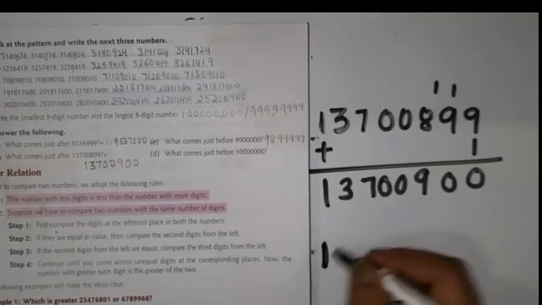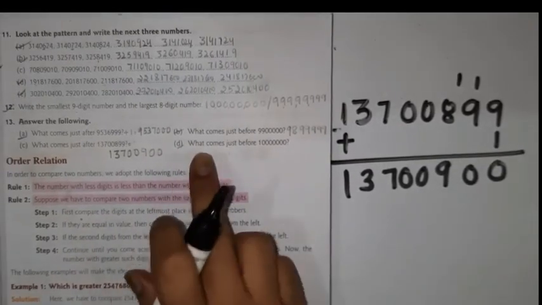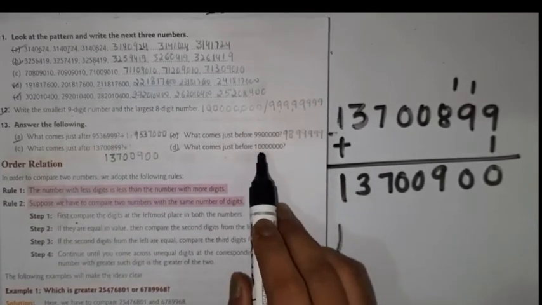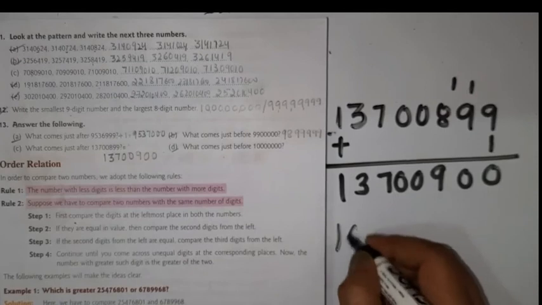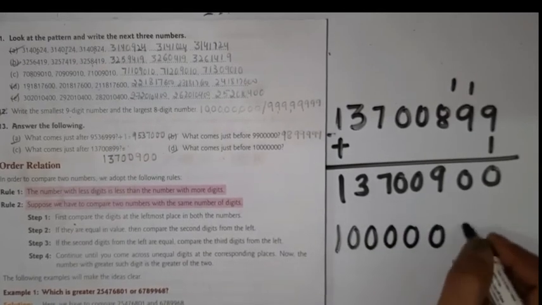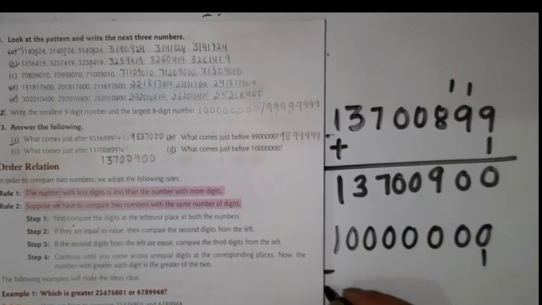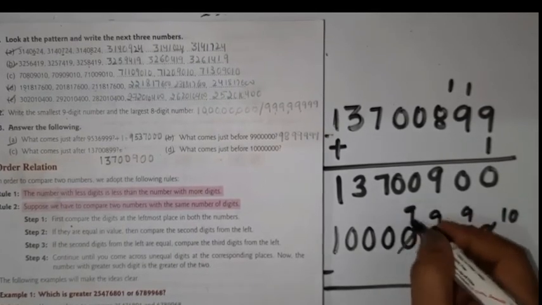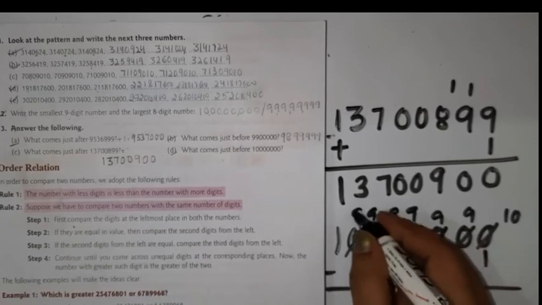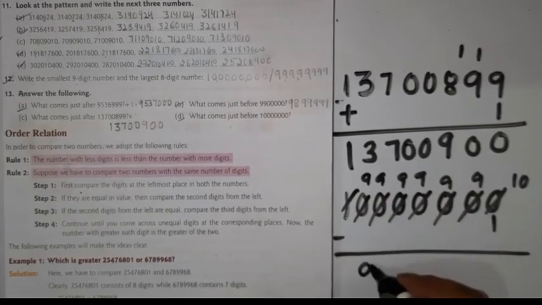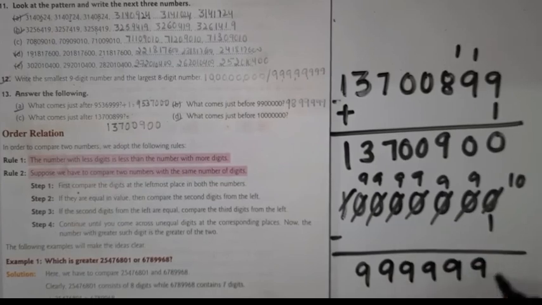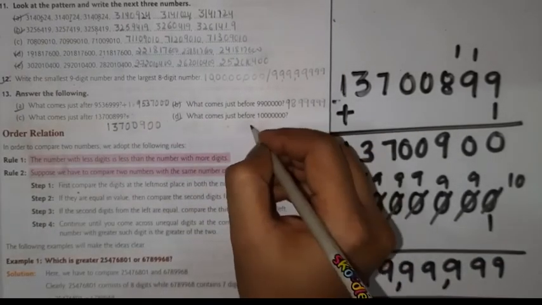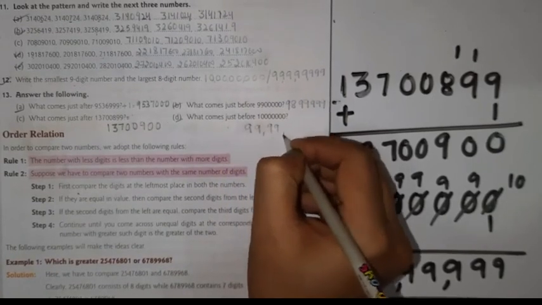Then we have what comes just before. Before means again we have to subtract. Next is what comes just before. So we have to subtract. How many zeros are there? 1, 2, 3, 4, 5, 6, 7. We'll subtract 1. This will become 10, 9, 9, 9, 9, 9, 9 and 0. So what are we left with? 9, 9, 9, 9, 9, 9 and 9. So 99,99,999.